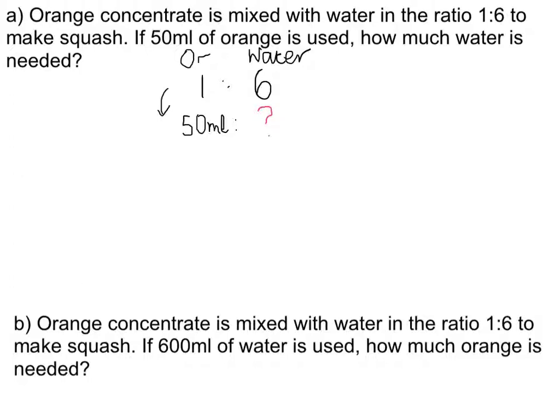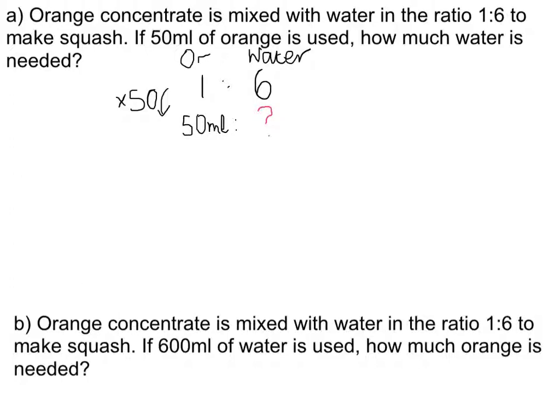However, I know I've got 50 millilitres of orange in this question. So what I've got to think about is, how do I get from 1 to 50? What do I multiply or divide by? Obviously, to get from 1 to 50, I've got to times 1 by 50. 1 times 50 equals 50.